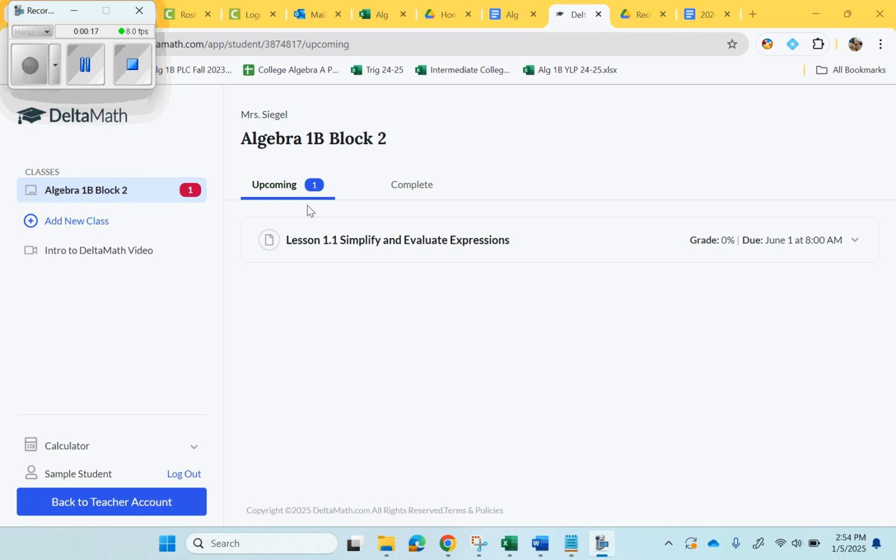So the first thing, this is Delta Math, and so hopefully you have logged on to Delta Math and you're able to see this screen here.